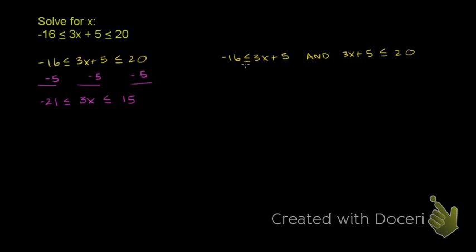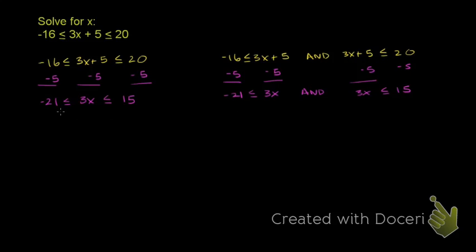And we can essentially do the same thing here. If we want to isolate the 3x, we can subtract 5 from both sides. We get negative 21 is less than or equal to 3x. And notice we're just subtracting 5 from every part of this compound inequality. We get 3x is less than or equal to 15. So this statement and this statement, once again, are the exact same thing.